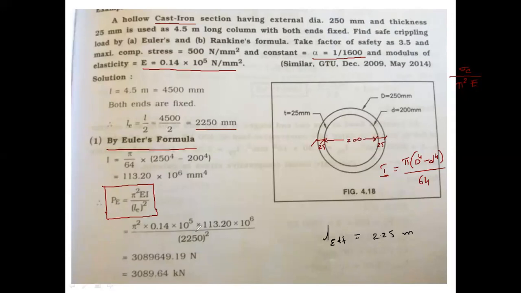Substitute all the values, and you will get the Euler's buckling load or crippling load as 3089.64 kilonewton. But in the problem, what is asked is to find the safe crippling load. How to calculate the safe crippling load?